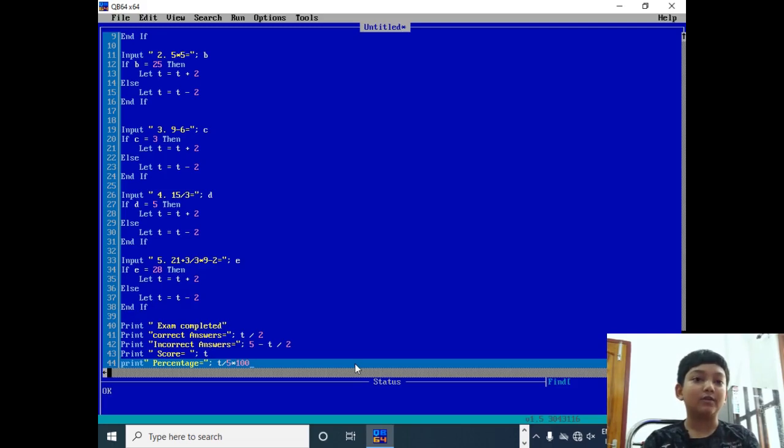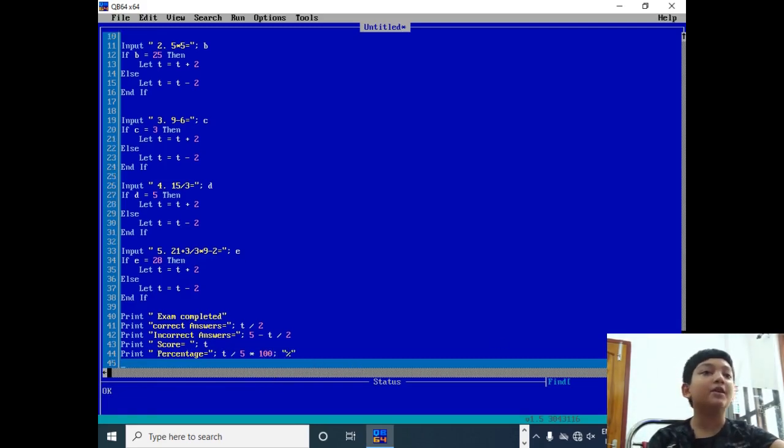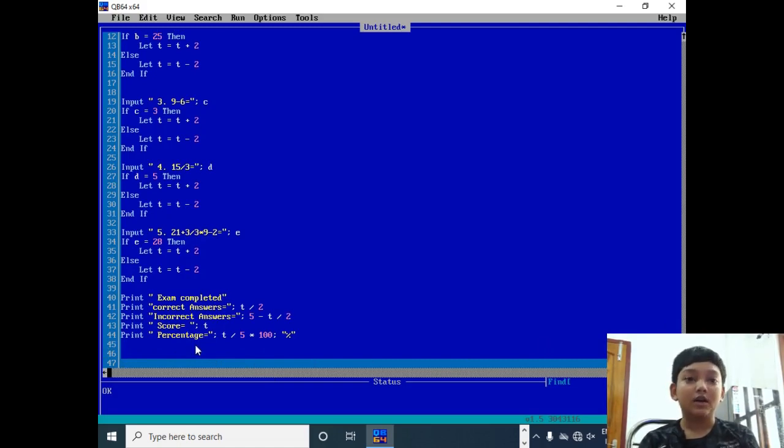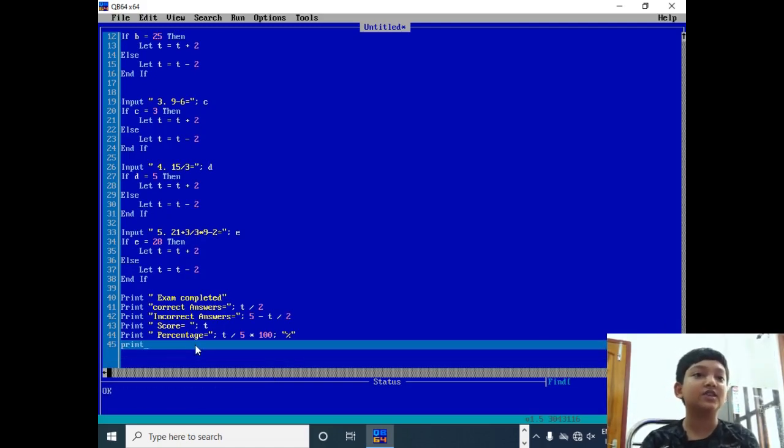So for that, what are we going to write? Again this thing, and we are going to write percentage. Where is the symbol of percentage? Right here, but it will be in double quotes. Okay, then print percentage is done, and then what is our final step? Final step is thank you. Thank you for playing my game. Game, not quiz.